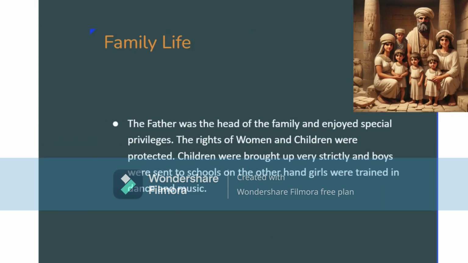Now comes the family life. The father was the head of the family and had special privileges. The rights of women and children were protected. Children were brought up very strictly. Boys were sent to schools, and on the other hand, girls were trained in music and dance. In the upper right corner, you can see an image of a Mesopotamian family.